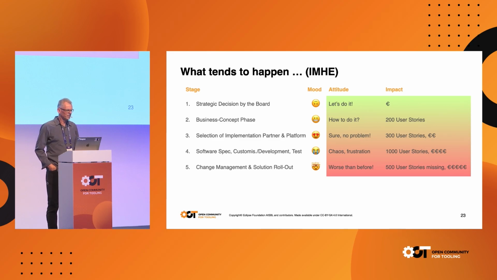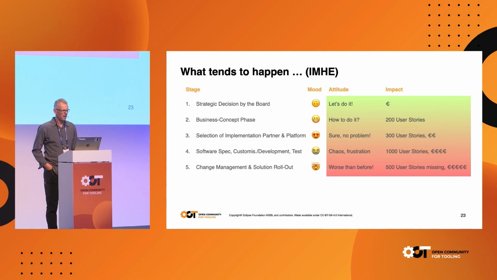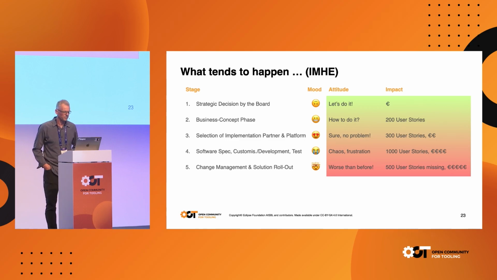Then when they start to set to work, chaos and frustration sets in. Suddenly there are 1,000 user stories, and it costs 5 million euros. Eventually, it's rolled out anyway, and the users go like, this is worse than before. There's so much missing in this new system. We need another 500 user stories, and it now costs 10 million.